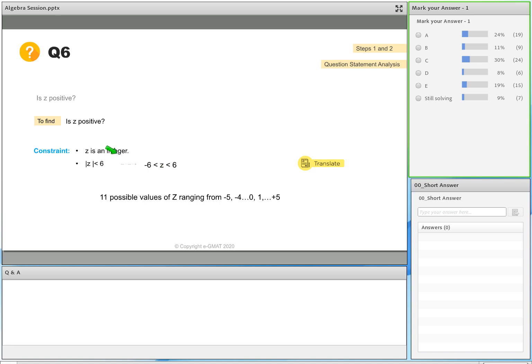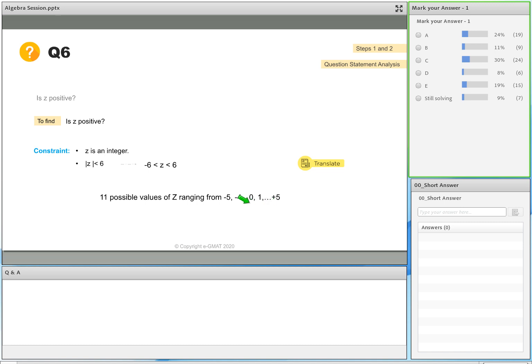Now since it is an integer, really there are these 11 possible values only. It's not like an infinite list with 1.5 and 2 points and so on. So only integers here. Now this is all I have from the question stem, and if it said that Z is positive, of course I can't tell it already. I have negative Z's also, I have positives also, I have 0 also, which is neither negative nor positive.